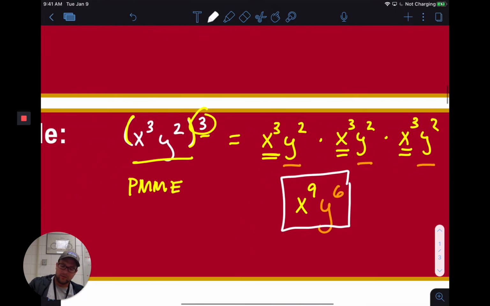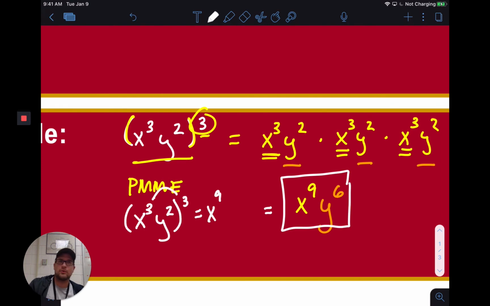Now, again, we always want to think about, well, how do I get from my starting expression to my final one? Are there any shortcuts I notice? And hopefully you're saying, well, if you just multiply the 3 times the 3, you get the exponent on the x, which is 9. And if you take the 3 times the 2, you'd get the same exponent that is on the y. And that's exactly what we do. We multiply, right? PMME. Whenever you see parentheses, that means multiply all of the exponents on the inside.